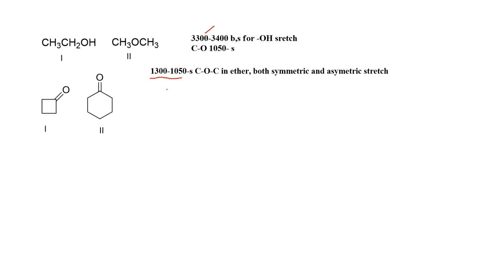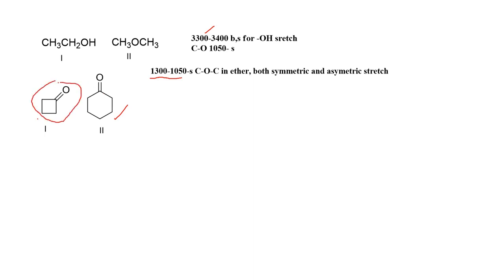Okay, and then you can see this molecule. How will you distinguish between these two molecules? Both are cyclic ketones, and one is a six-membered cyclic ketone. In the case of a six-membered cyclic ketone, the carbonyl stretching frequency is about the same as that of an acyclic ketone, that is around 1715 centimeter inverse, but the other is a strained molecule.